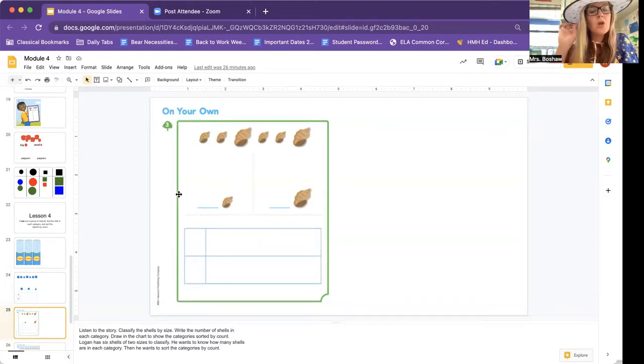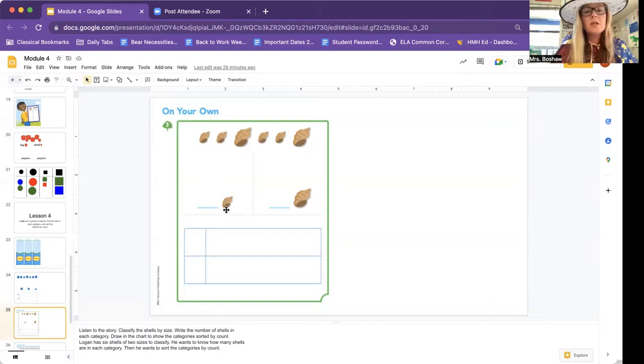Okay, so here we go. Logan has 6 shells. 1, 2, 3, 4, 5, 6. These are his shells up here. Logan has 6 shells of 2 different sizes. 2 sizes. What sizes do you see?